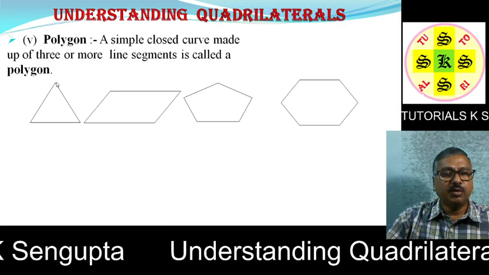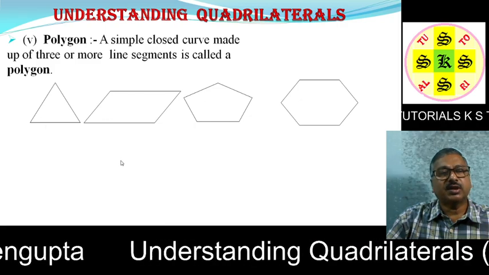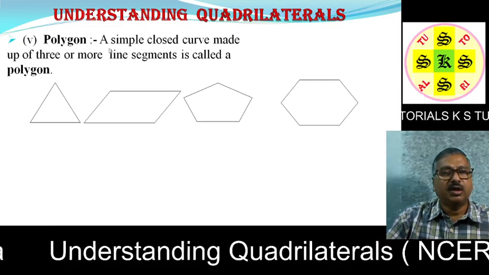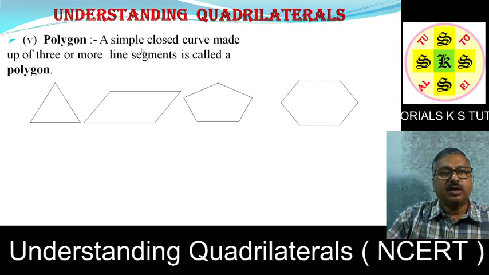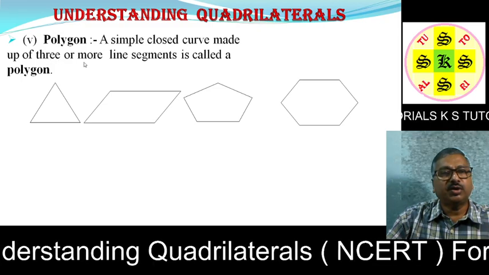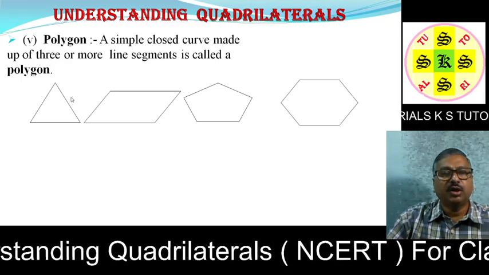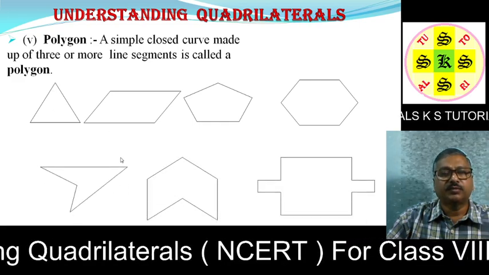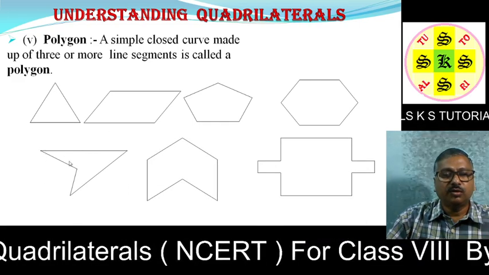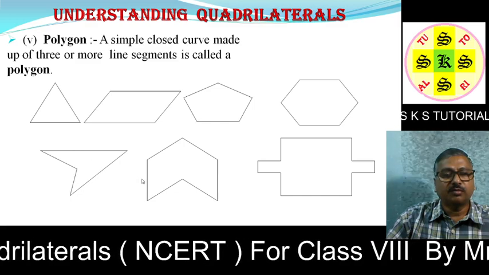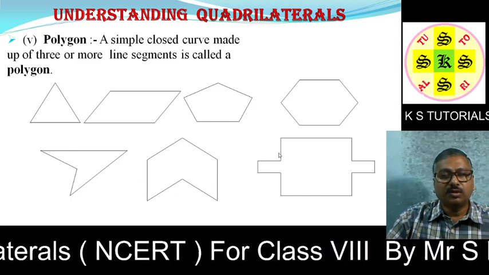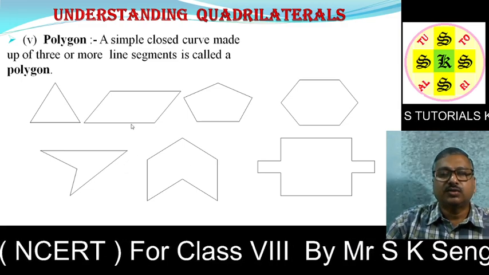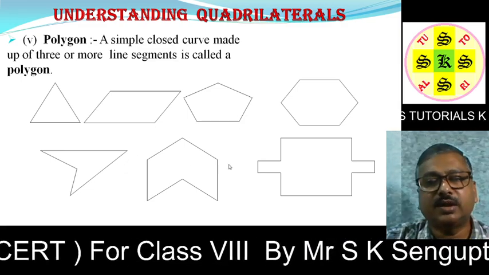So it should be minimum 3, 4, 5, 6, 7, 8, 9, 10, anything. The maximum, whatever it may be. So a simple closed curve made up of 3 or more line segments is called a polygon. These all are polygons. It should be made up of line segments only. Now this is also a polygon, 1, 2, 3, 4 line segments. Now this is also a polygon. The difference between these 2 polygons we'll discuss in types of polygon. So made up of line segments only.